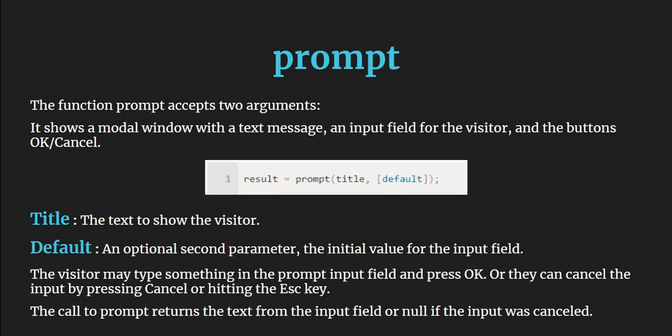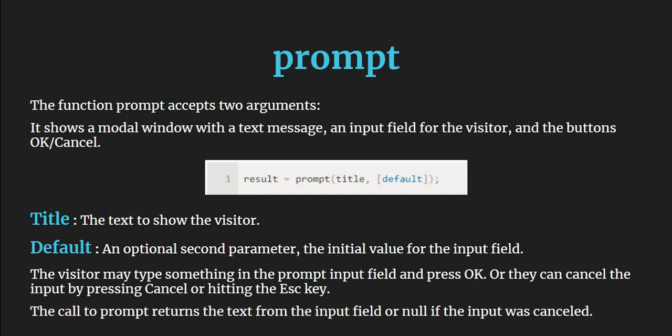Can you see the syntax over there? Result is equal to prompt of title, default, right? The title is the text to show the visitor. In the title you can put the text that will be displayed in the prompt message. The default is an optional parameter if you want to put it. If you put any number or any text there, it will come with that text in an input box. It will be like a pre-filled form, right? If you use the second parameter and write something there, it will come as a pre-filled form. So that is what you guys must understand.